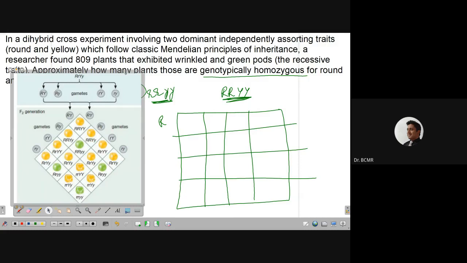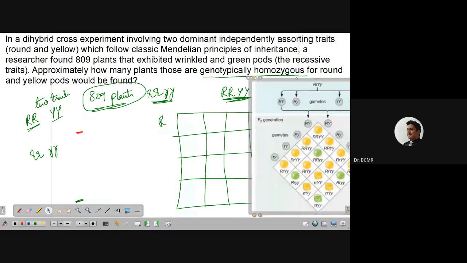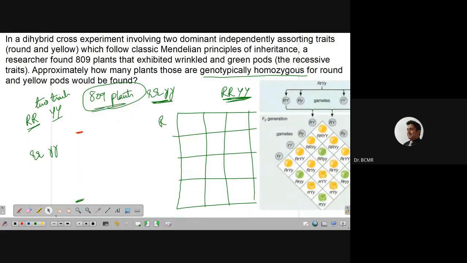It's a simple question, actually, not a trick question or anything. If you had 809 plants of homozygous recessive, then you would also get approximately 809 plants with homozygous dominant traits. That's a simple one. If you know the genotypic ratio, if you are representing each of them, then you will see homozygous dominant and homozygous recessive. So that's what you will get there.